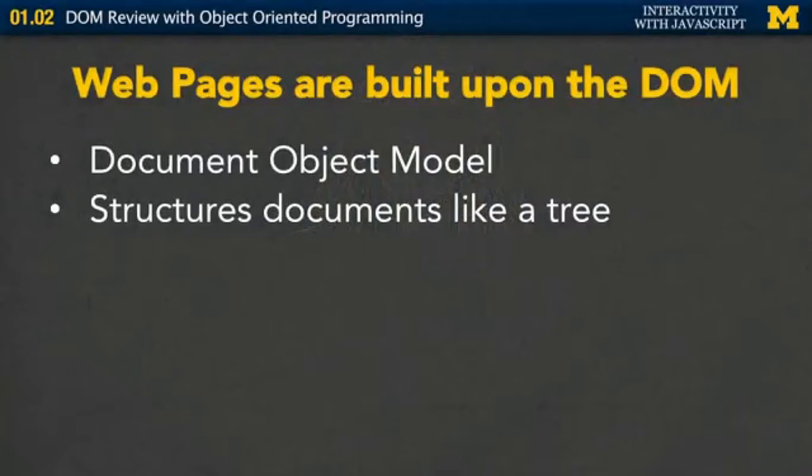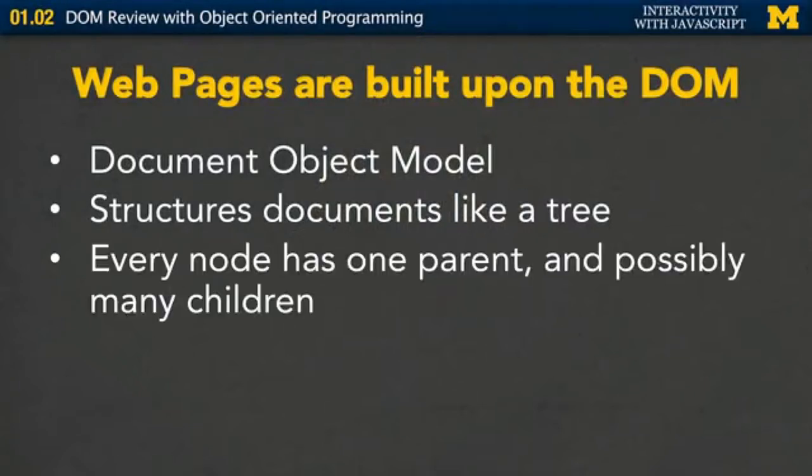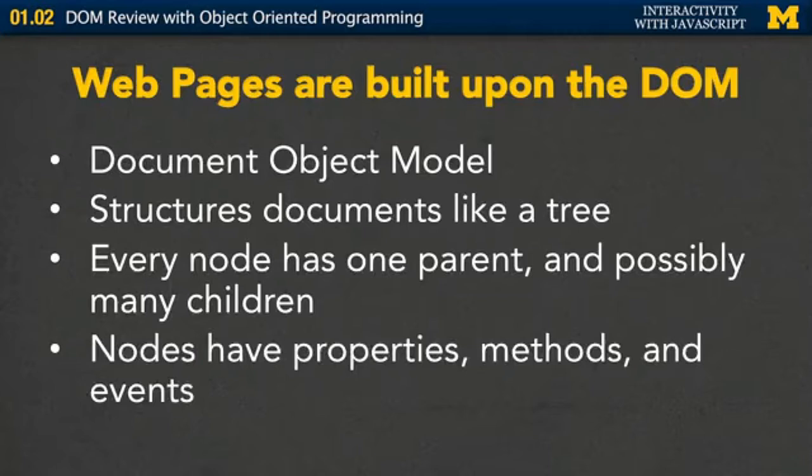Hi everybody. Today we're going to be talking about the DOM, or the Document Object Model. As you may or may not remember, every web page is built upon this DOM. It means that our pages are structured like a tree. We have one parent and possibly a few children, and as you add more and more things, the page just gets deeper and deeper. Nodes have these different properties, methods, and events.